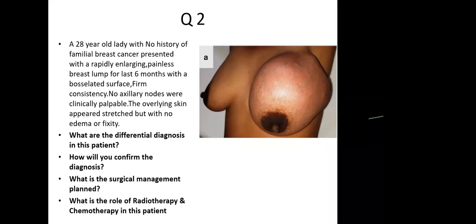Okay. So this is all about the discussion about giant fibroadenoma, more importantly, a phyllodes tumor. So I hope that you have understood the style of the questions and the tempo of the questions. Okay. So, good going, Dr. Ganesh.